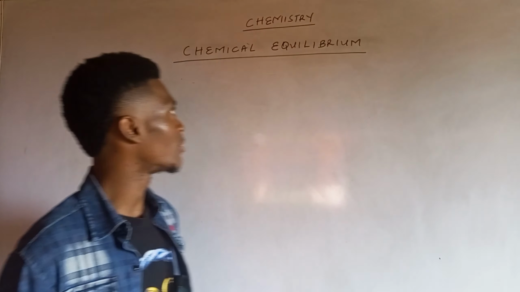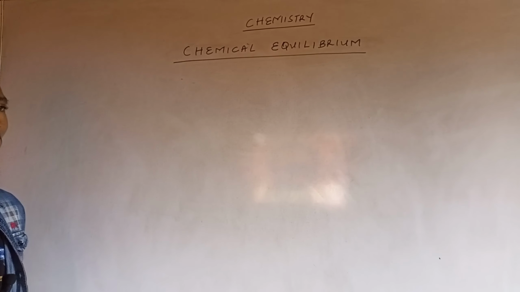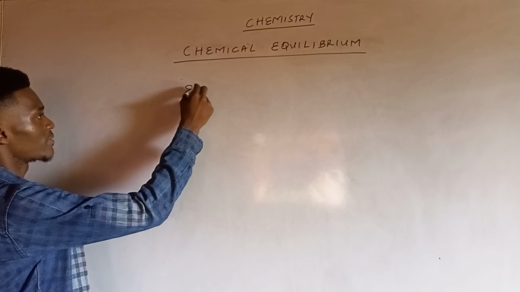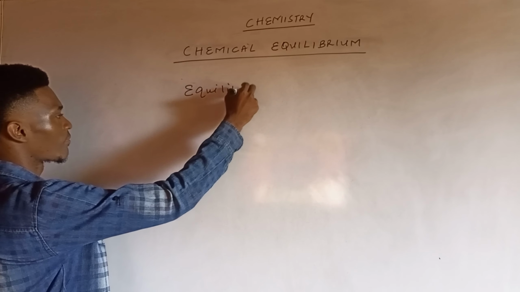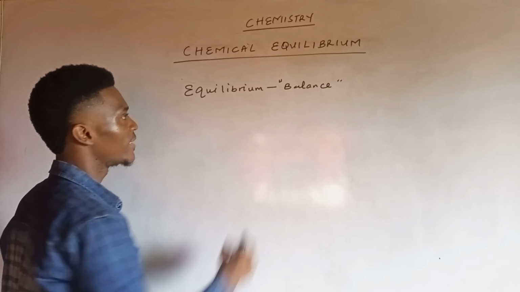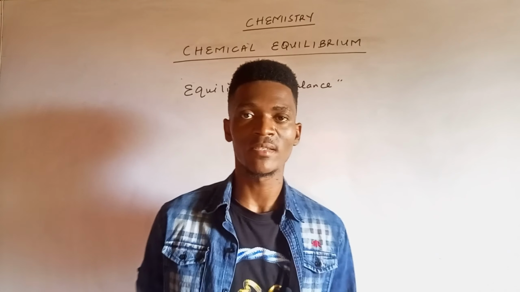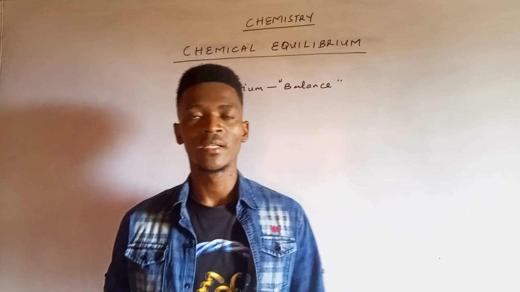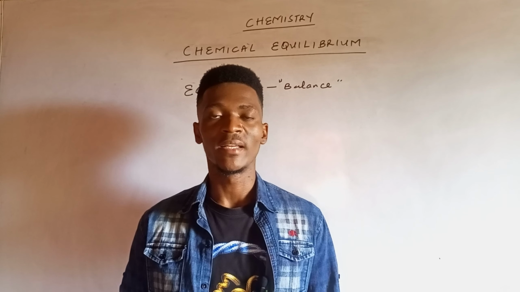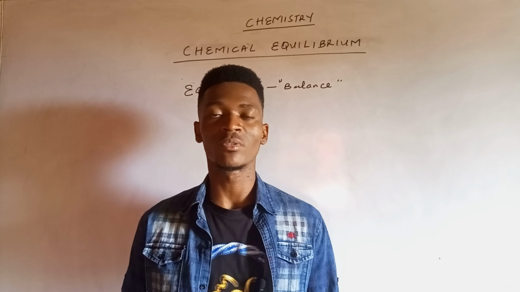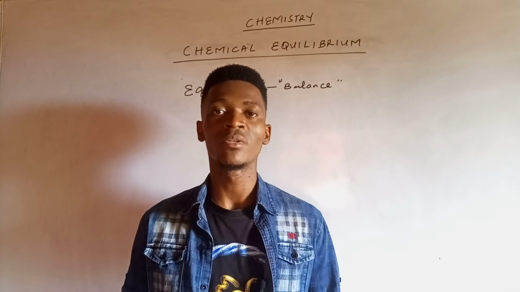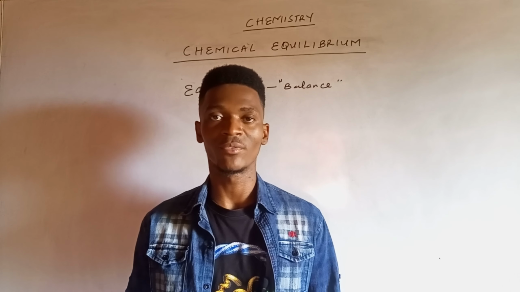On the board, we have the topic chemical equilibrium. The word equilibrium means balance. That's what it means. It means balance. And when you say a system is balanced, it means that you can say the system is at equilibrium. And looking at equilibrium as a topic in chemistry, we should be considering chemical reactions that undergo chemical equilibrium. Not all reactions in the world of chemistry undergo chemical equilibrium, only some of them.